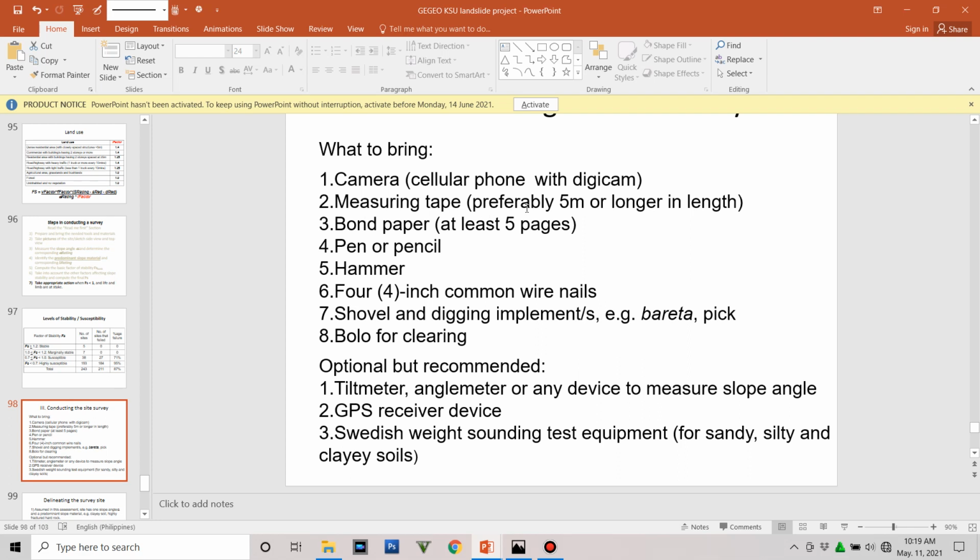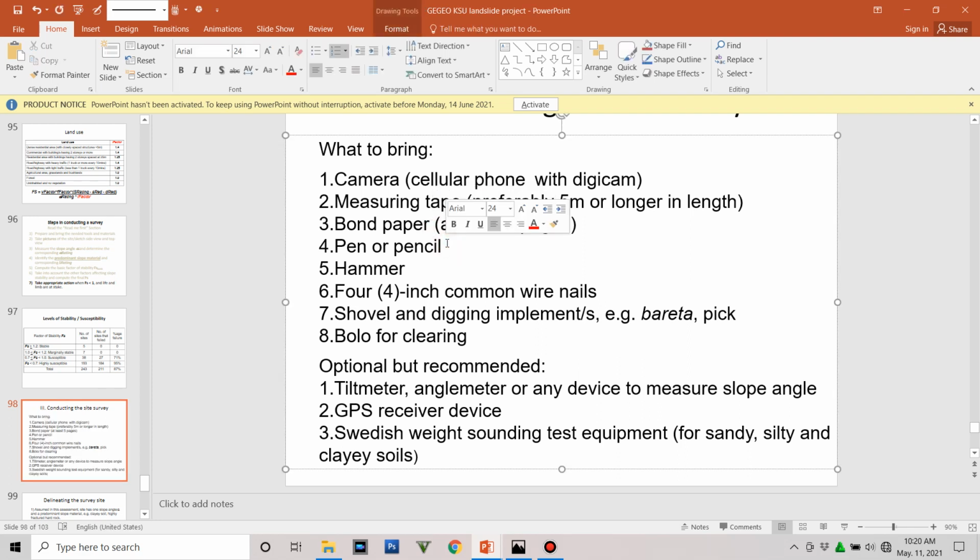Para saan yung measuring tape? You must measure the extent of the length of the slope, and then measure the spacing of the discontinuities or cracks. That is the use of the measuring tape. And then the bond paper, at least 5 pages, pen or pencil, the hammer.